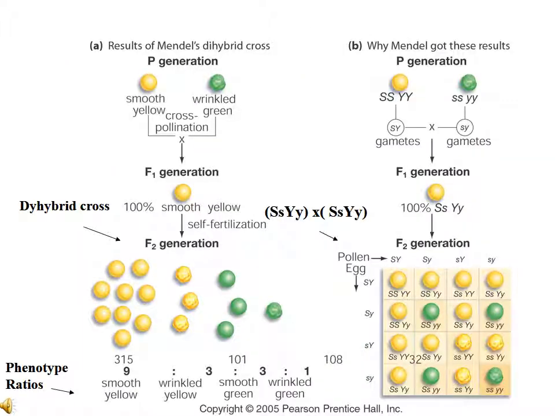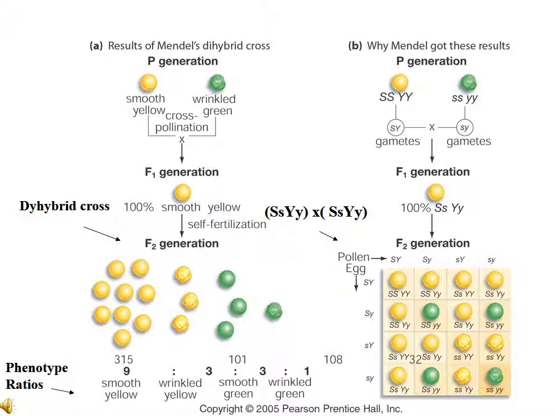Now we get into something that gets a little bit more complex, but it really shouldn't be, because we're basically doing the same thing. In this case, we're going to be looking at two traits, which means we have two sets of chromosomes. You can pretty much ignore, if you want to, the material to the left, and focus on the material to your right, why Mendel got the results he got. Look at a cross of two traits. To my left, as you can see on the P generation, we have a parent that has the genotype big S, big S, big Y, big Y. That means smooth yellow.